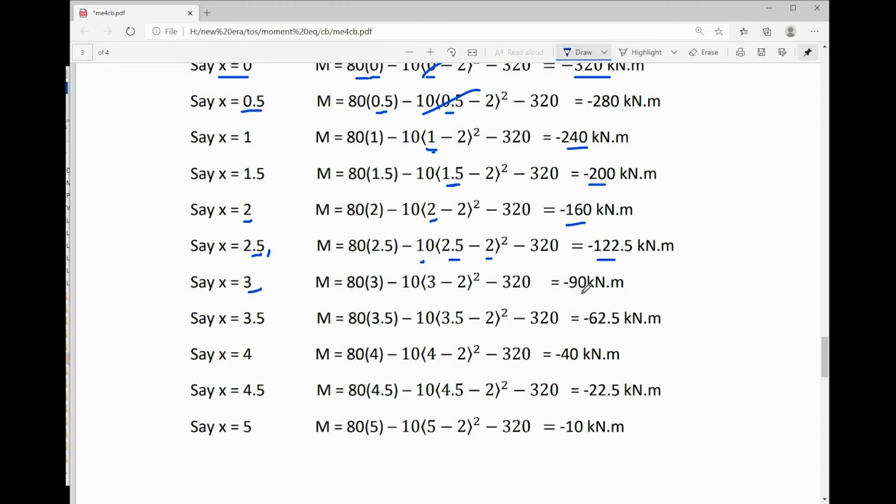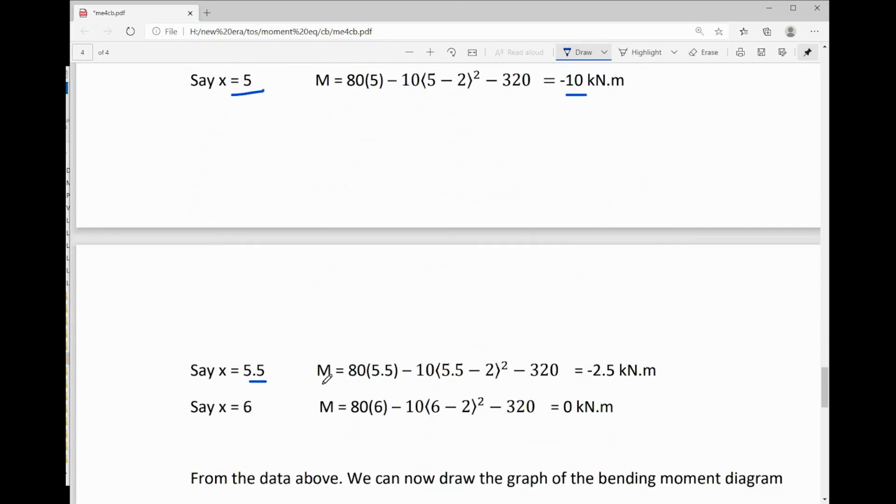At x = 3 meters, that is negative 90 kilonewton meter. At x = 3.5, negative 62.5. At x = 4 meters, that is negative 40 kilonewton meter. At x = 4.5, that is negative 22.5 kilonewton meter. At x = 5 meters, that is negative 10 kilonewton meter. And at x = 5.5 meters, that is negative 2.5 kilonewton meter. At x = 6 meters, M is equal to 0.